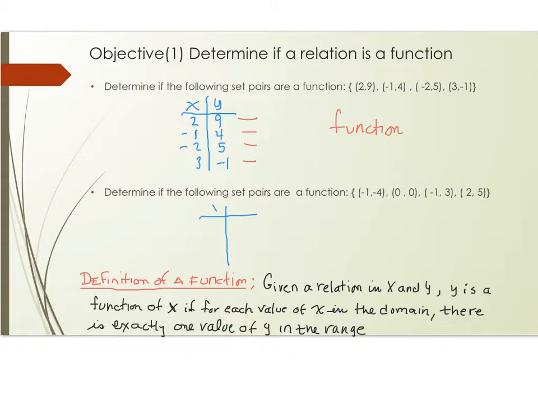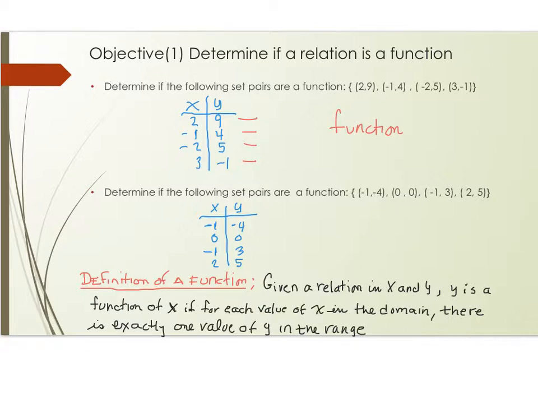Hopefully I can do this without too much trouble. I get a minus 1, minus 4, 0, 0. I get a minus 1 and a 3 and a 2 and a 5. Well, so far we have a minus 1 to a minus 4.